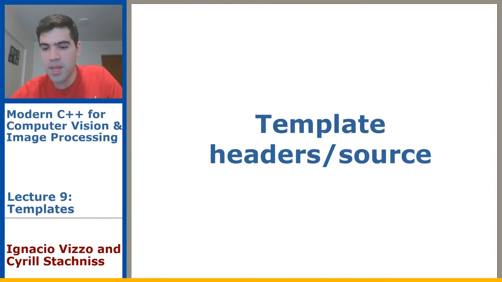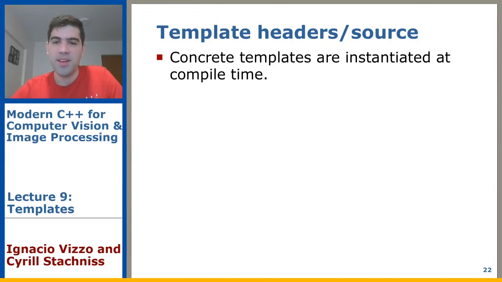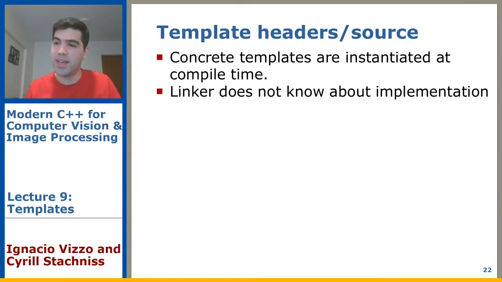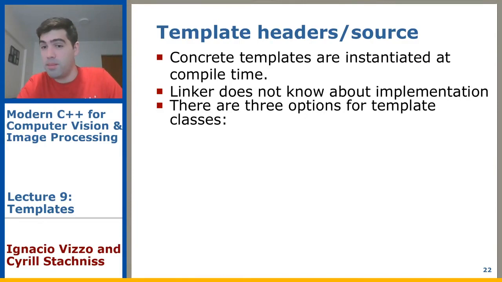And then lastly, this is a build thing. This is something that people already struggle with in homework 3 or 4, I don't remember. Concrete templates are instantiated at compile time. Now you know it: whatever happens with templates will happen at compile time. And then the linker has no idea about the implementation. There are basically three options to work with templates and to split the header and the source.